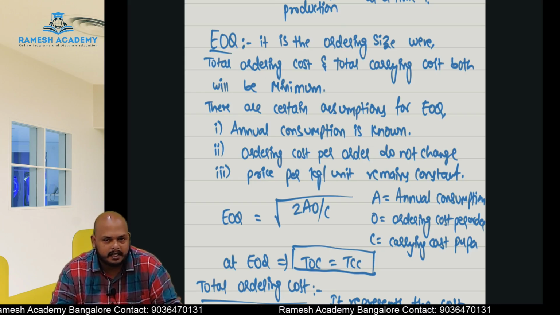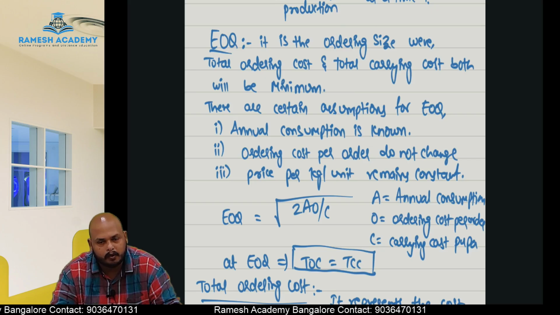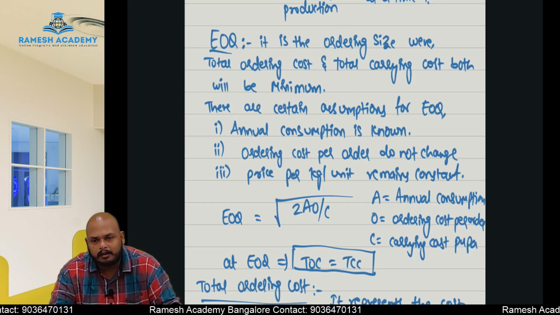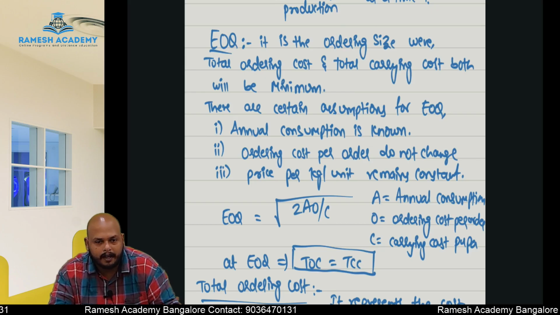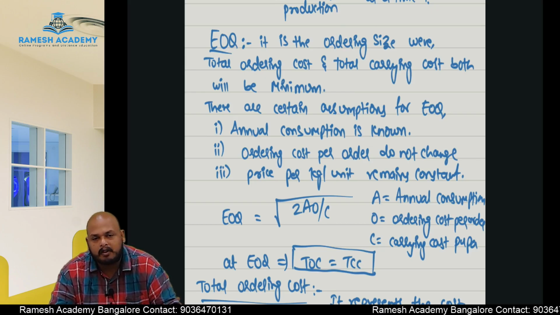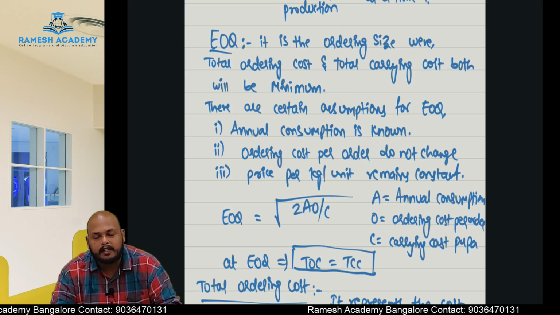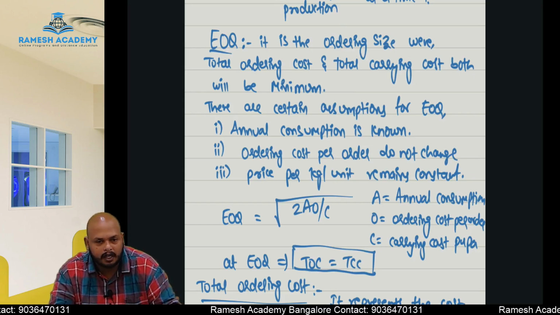There are certain assumptions for EOQ. Annual demand must be known; annual consumption must be known, without which we cannot apply EOQ. Ordering cost per order does not change. Price per unit or price per kg remains constant, meaning the price of the raw material we are purchasing should not change. If any of these assumptions is violated, then EOQ does not apply.